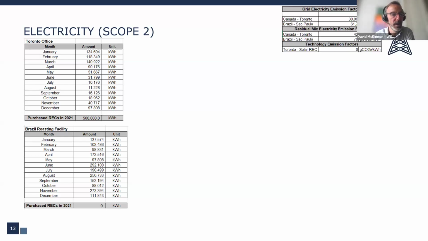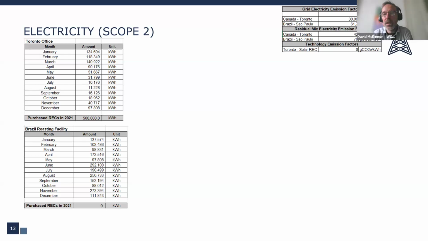We also know that in Toronto, they purchased 500,000 kilowatt hours of RECs. And we have emissions factors for the two different locations. We have two different types of emissions factors here. We have a grid emission factor, which is just the average of the grid in the locality. So in Canada and in Brazil.